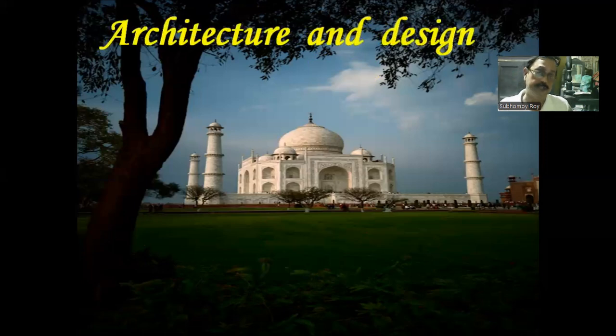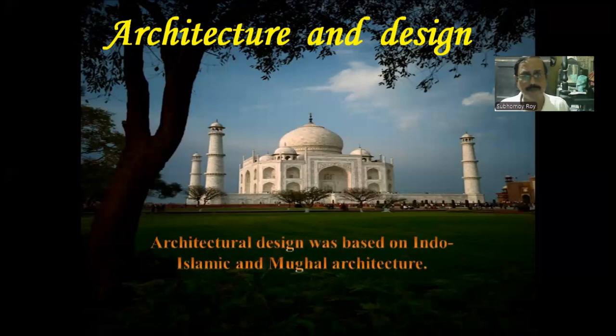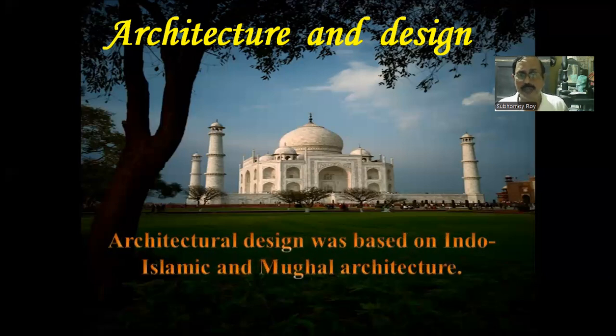Architecture and design. That means this architecture of Taj Mahal, though it is definitely beautiful, is a very good example of structural beauty and Mughal architecture. At the same time, it is a very good example of geometrical symmetry. But it was also inspired by some other architecture. The architectural design was based on Indo-Islamic and Mughal architectures.